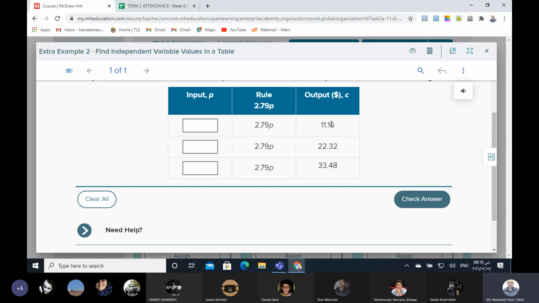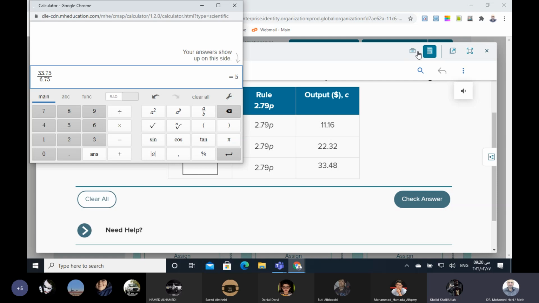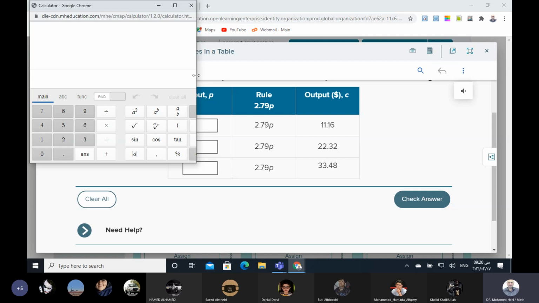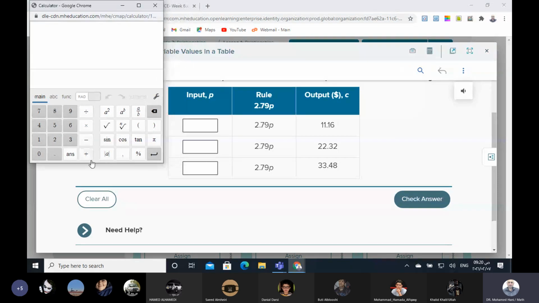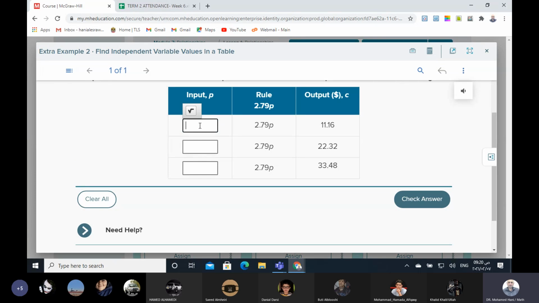The answer is 4. Okay, fine. Check with me. The output here is 11.16. So we can write 11.16 divided by the rule here, 2.79. So the answer will be 4. Great for all. Right. Try to find the second value, please.